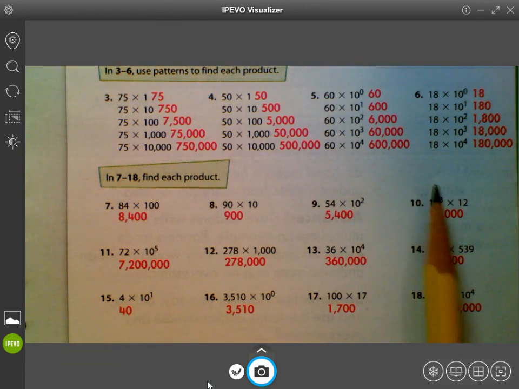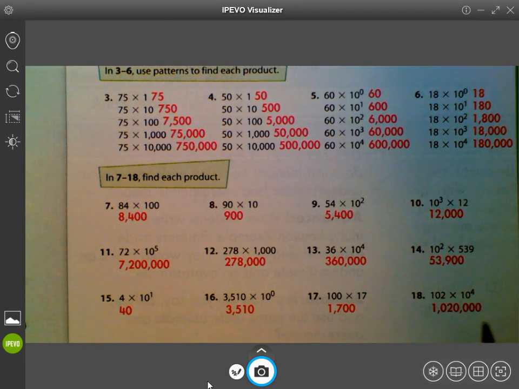The next number we had was 17. For 17, it asks us to solve 100 times 17. So in your head, if you think about it, 17 times 100 is the same as 1700. Now, you also could have stacked 17 and multiplied, and you would have gotten the correct answer as well, 1700.